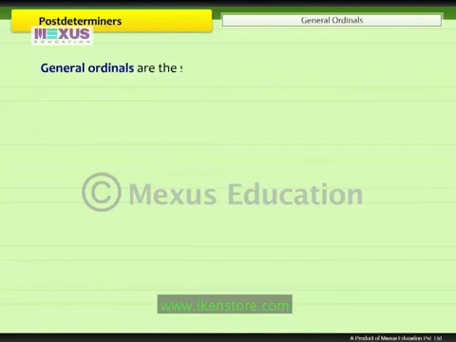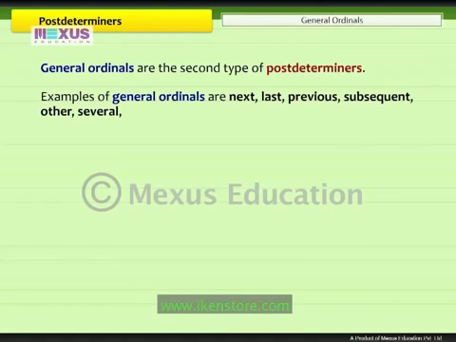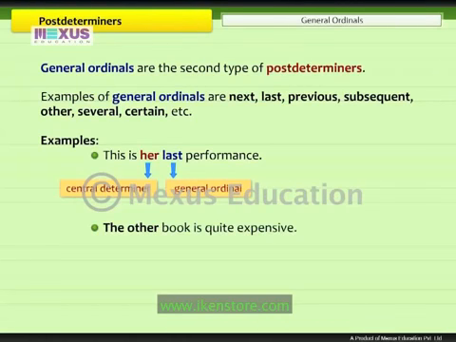General ordinals are the second type of postdeterminers. Examples of general ordinals are next, last, previous, subsequent, other, several, certain, etc. For example, this is her last performance. The general ordinal last is the postdeterminer in this sentence. It occurs after the central determiner, her. Look at the next sentence. The other book is quite expensive. The general ordinal other is the postdeterminer in this sentence. It occurs after the central determiner, the.